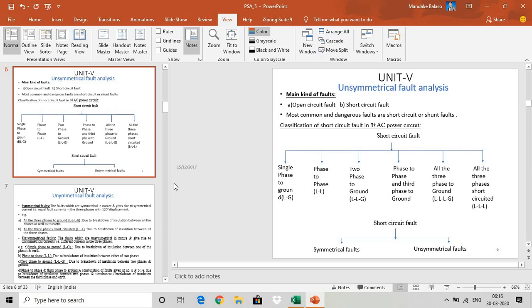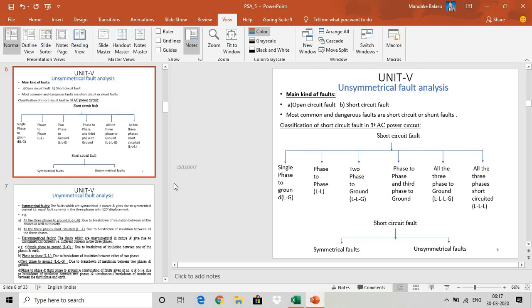Now, if we classify the different short circuit faults in a three-phase system, they are classified into different types, and the first type is single phase to ground fault. What happens in this case? The conductor of any phase gets in contact with the ground, and such a fault is called a single phase to ground fault, represented by LG. Then another type of fault is phase to phase fault. In this case, the insulation may get damaged, and because of that the conductors of two phases come in contact with each other, causing an abnormal condition. Such a fault is represented by L-L. Then another type is two phase to ground fault.